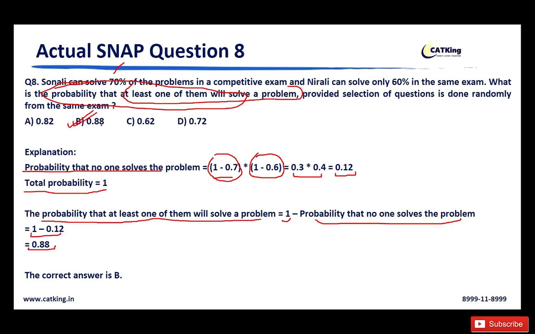Now guys, in this question, you could have calculated individually for Sonali and for Nirali as well. But in order to save time, it is better for me to solve this question with this approach, that is 1 minus the probability that no one solves the problem. So in this way, you will be able to save a lot of time. So please make sure that you follow this approach and practice more questions like these.